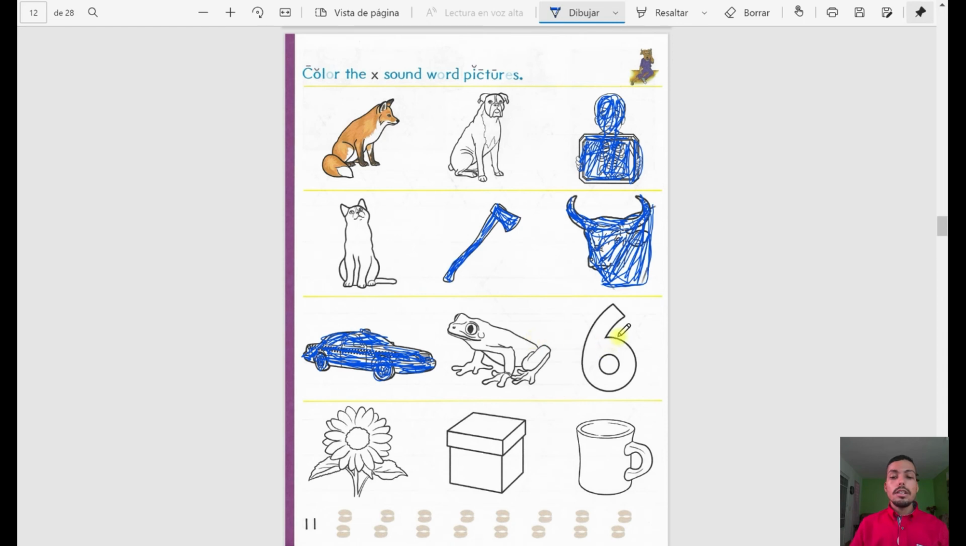The next one here. This is a six, the number six. Six. And six has the sound x. Six, it has the sound, the number six, tiene el sonido.